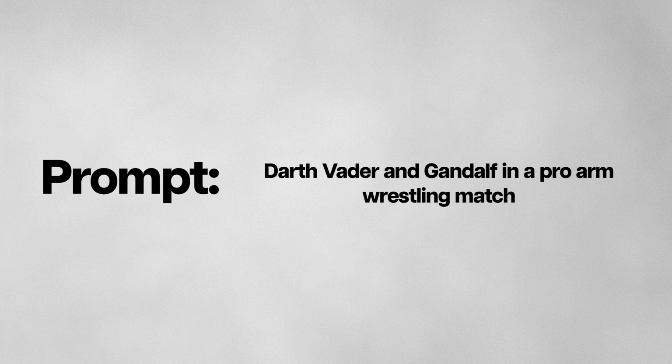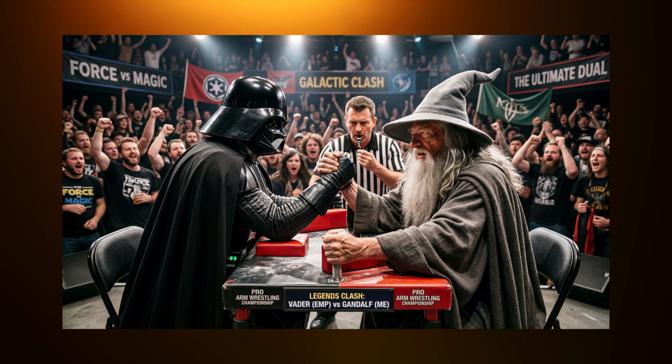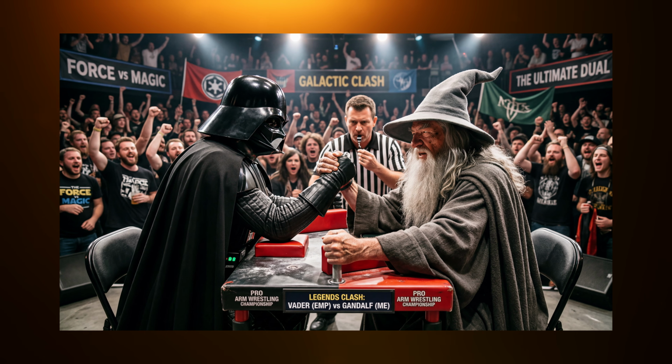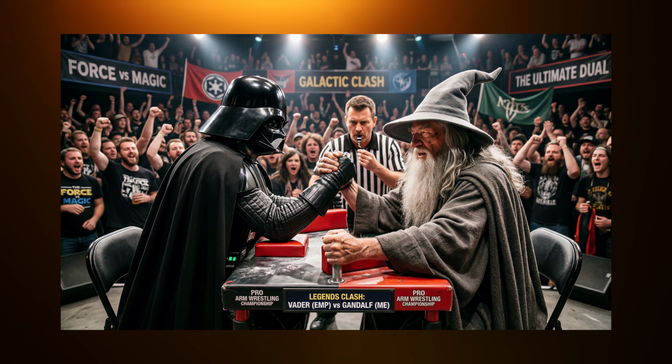Okay, enough testing this model on its strengths. We need to get back to the use cases that I actually personally care about: IP censorship and facial consistency. For IP censorship, I gave this model a really simple prompt: Darth Vader in a pro arm wrestling match with Gandalf. Nanobanana Pro blocked this due to IP restrictions, but oddly, Nanobanana 2 gave me this image. You would think both models from Google would work on the same restrictions and the same censorship rules, but I guess not.